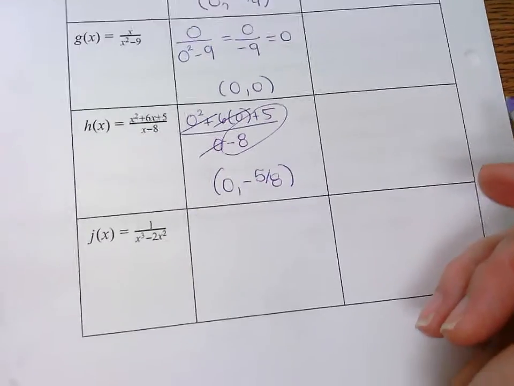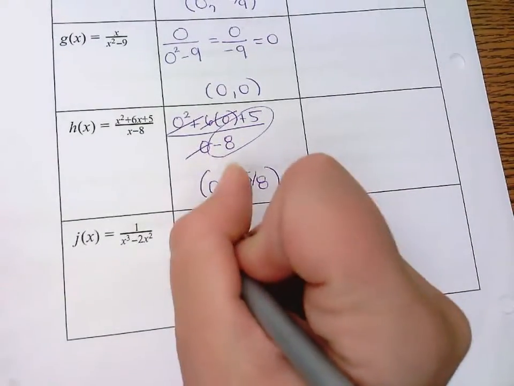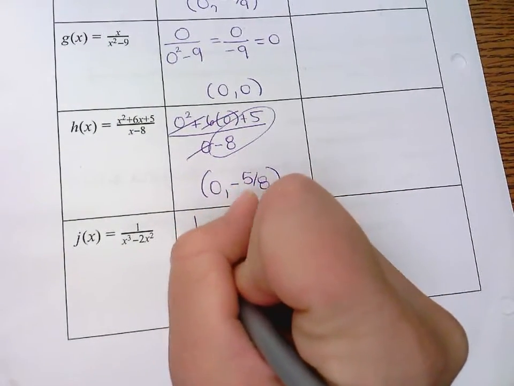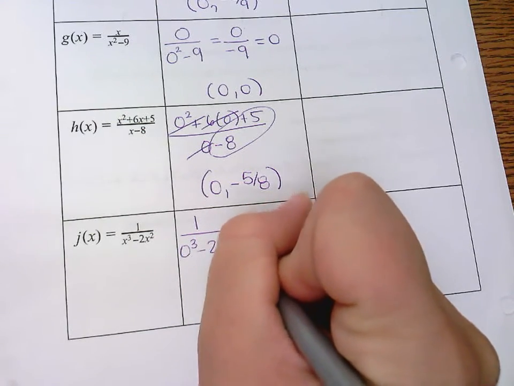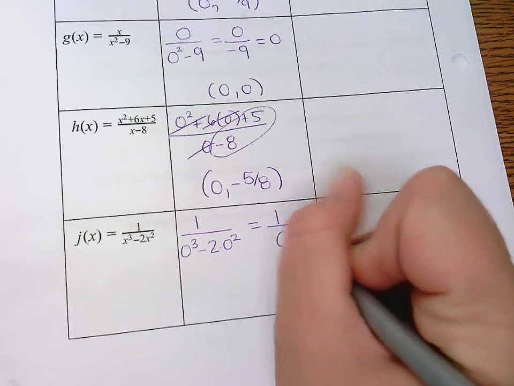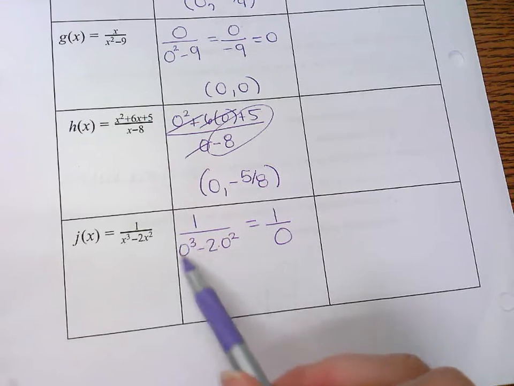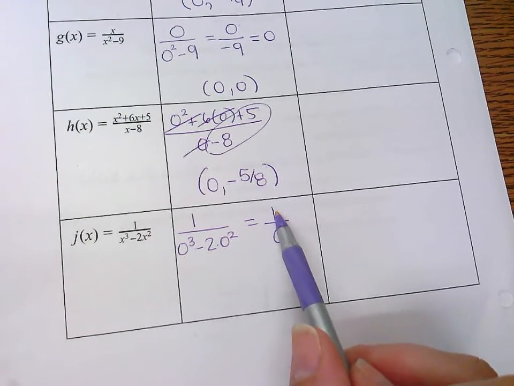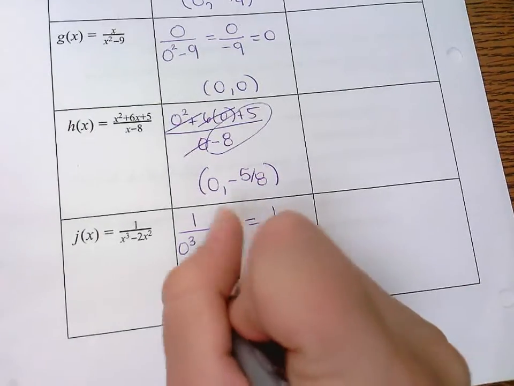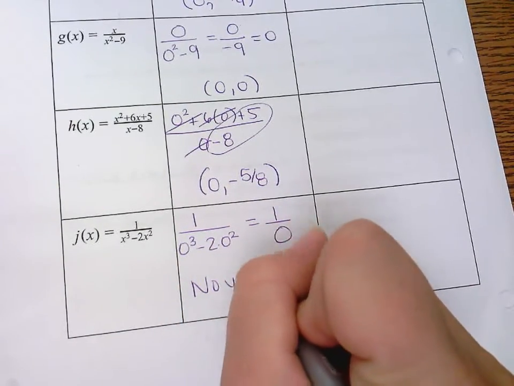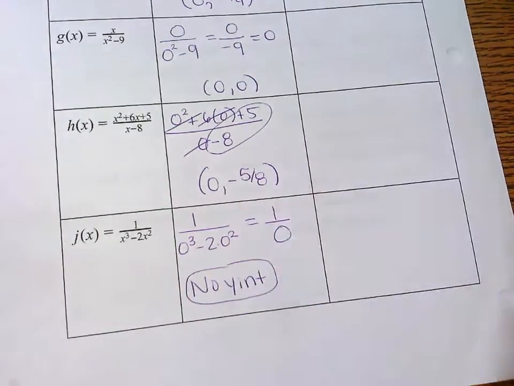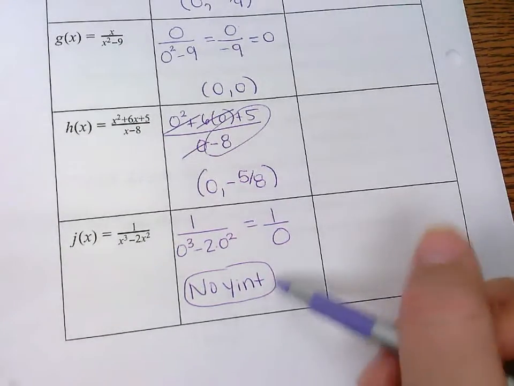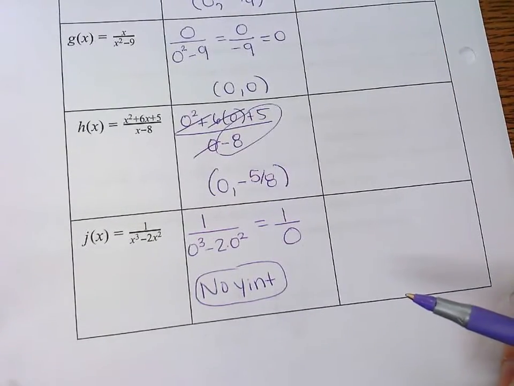All right, and then the last one, so the problem this time is I get 0 in the denominator, right? Because 0 cubed minus 2 times 0 squared is 0. 1 divided by 0 is undefined, so there are no y-intercepts for this problem. So it's okay, sometimes there might not be any y-intercept. If you can't plug in 0, there's no y-intercepts.